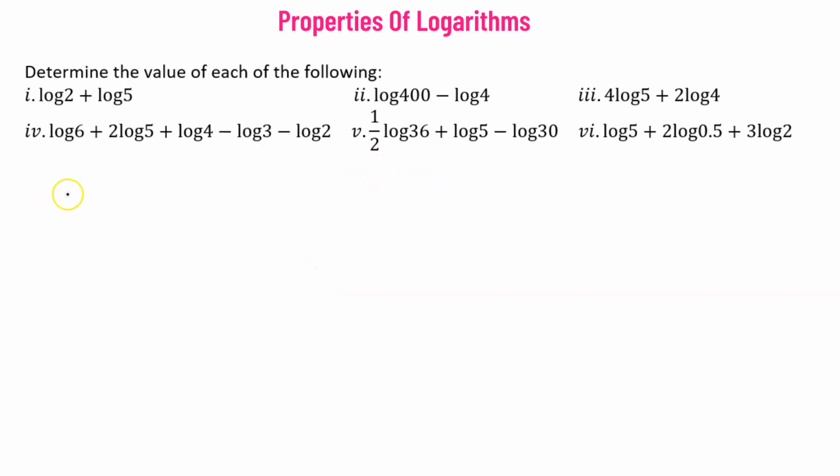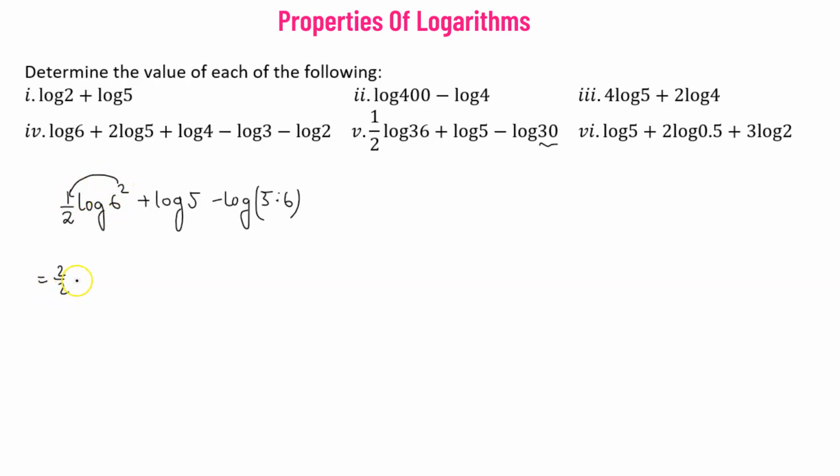So we have half log of 36. So 36 is also 6 squared, plus log of 5 minus log of 30. Now, instead of writing, let me do it in a different way. We have log of 30. So log of 30 is 5 times 6. So 5 times 6 is 30. I've just broken it down. And now, in the next step, we are going to bring 2 to the front.